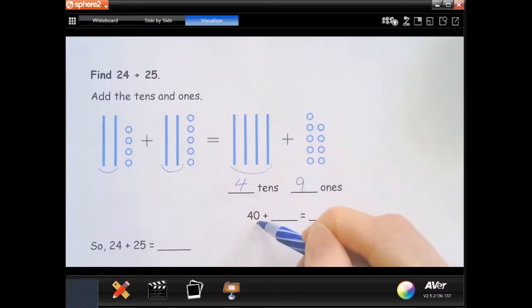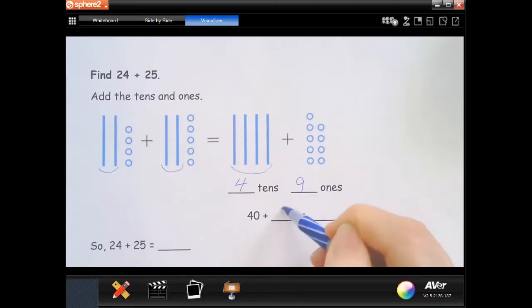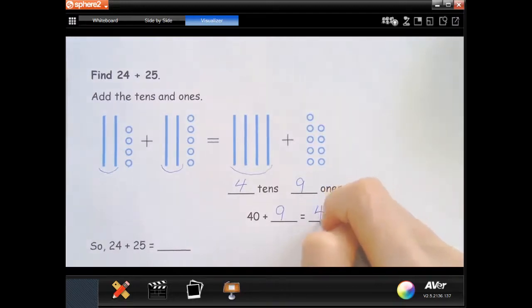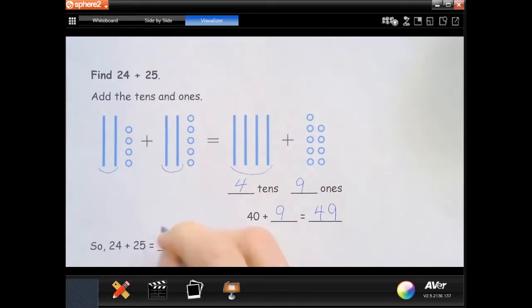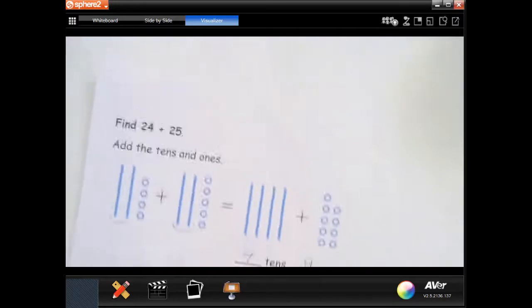4 tens is 40 plus 9 ones. What would 40 plus 9 equal? You're right, 49. So 24 plus 25 also equals 49 because 2 tens plus 2 tens is 4 tens. 4 plus 5 is 9. 40 plus 9 equals 49.